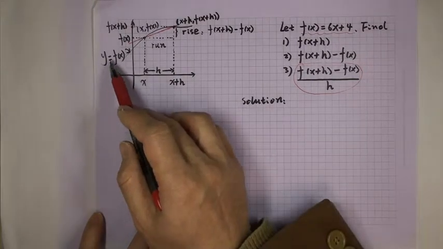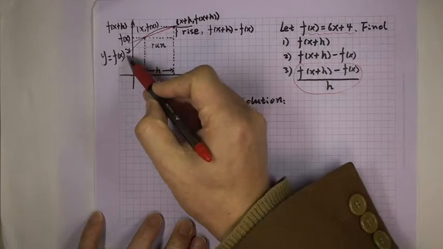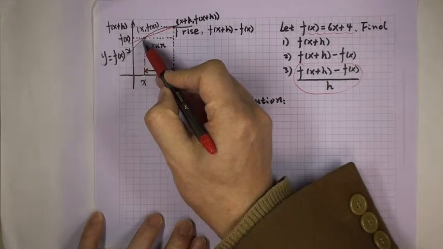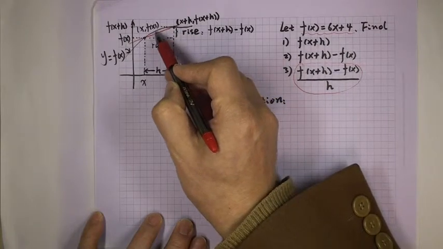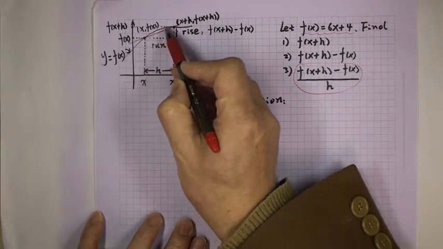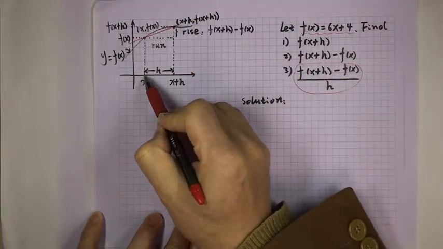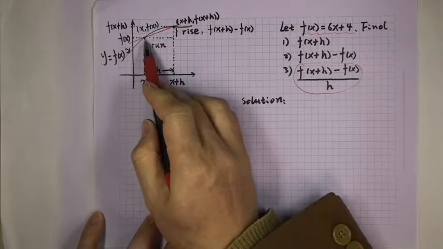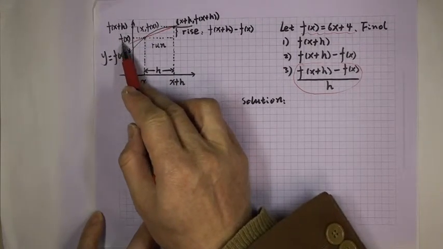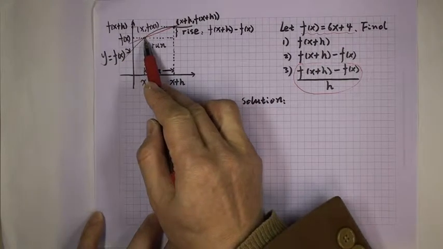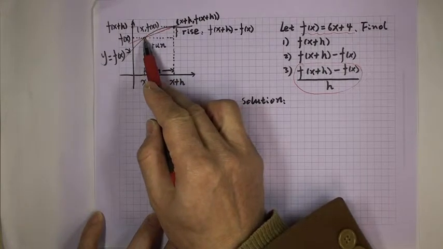For y equals f of x, the graph might be a curve, as I draw it right here. This is the graph. So if x is here, then the height will be f of x. So this point will be x, f of x. That's this point.